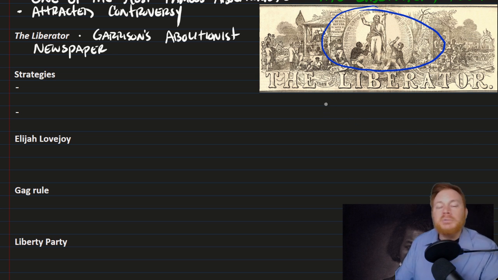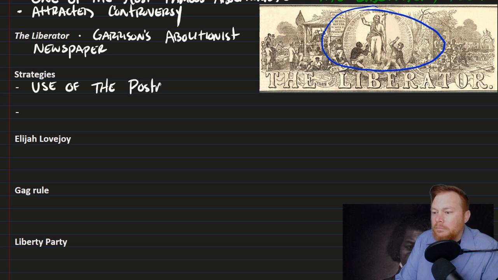So the abolitionists did all of the same things that other reform movements did, like the temperance movement: create literature, give speeches, hand out information. Specifically, we can point to some things. The abolitionists made effective use of the postal service, oftentimes sending mailers, specifically to slaveholders in the South, trying to convince them of the evils of the institution, and also to petition Congress.